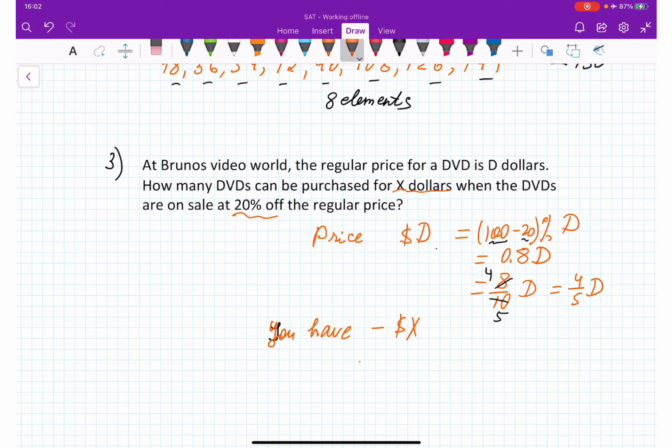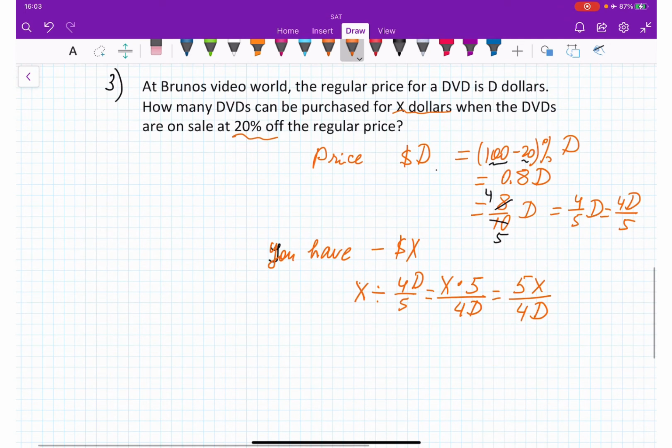So we take X and divide by 4/5 of D. I put D in the numerator, because in the middle or in the numerator it's the same thing. So when I divide, practically the second fraction I have to flip and do multiplication. 5 over 4D, yes? And the answer is going to be 5x over 4D. These many DVDs we can buy. 5x over 4D DVDs we can buy. We good?